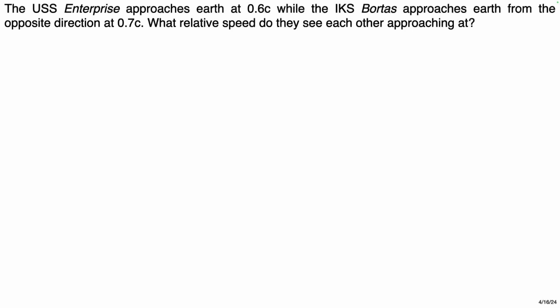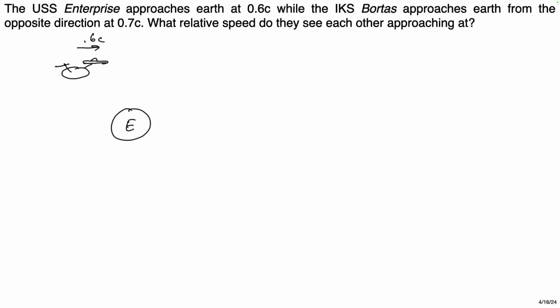The Enterprise. We have to be careful. There we go. That's the Enterprise. So the Enterprise is approaching what? Earth. And what do we know about the speed that Earth measures the Enterprise going? 0.6 c. So it's moving along at 0.6 c.